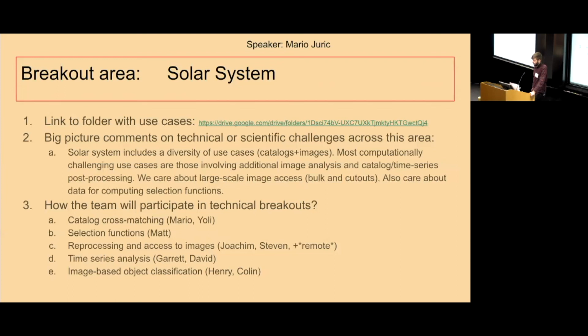We also care about selection functions a lot, because all of the population studies depend on knowing very well what the LSST could have detected. So there was a lot of discussion about what is exactly going to be measured and how those data are going to be available. In essence, we need the kind of data that tell us that at this pixel, could LSST have detected a point source and down to what magnitude, and then we can convert that into selection functions for moving object detections. So in terms of the technical breakouts, we care about almost all of them.